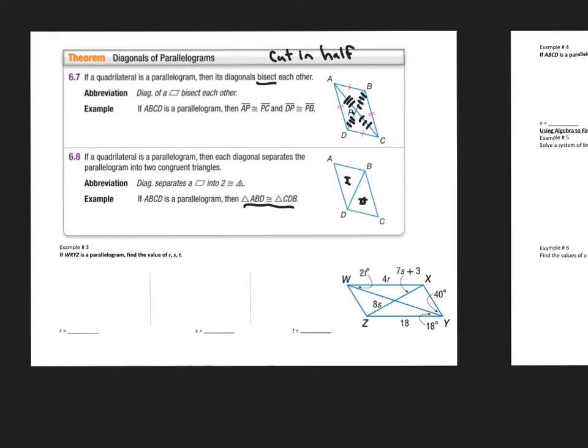I'm not going to ask you guys to prove it, but hopefully you'll be able to see that the parts would match up. We know that AD is congruent to BC because opposite sides are congruent. Same thing for AB and DC being congruent. And lastly, I could say that BD is congruent to itself by the reflexive property. So I hope that you guys can see that these two triangles are congruent by side, side, side.